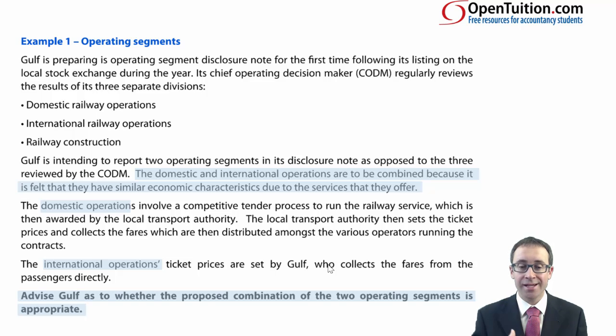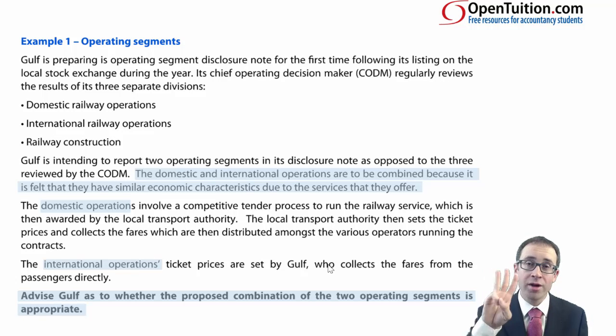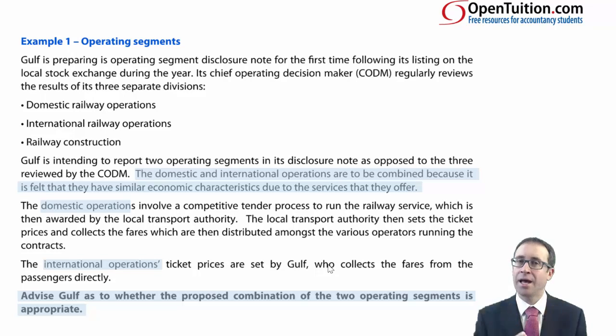The transport authority then sets the ticket prices. That didn't happen under the international operations, did it? It also collects the fares, so the local transport authority collects the fares. Under the international operations, we, as the entity, collected the fares, and when those domestic fares are collected by the local transport authority, that's then distributed amongst the operators running the contract. Doesn't look to me as if they are economically similar, does it? Not in the slightest. So therefore, even though they want to disclose two segments and combine two of them together, no, those three segments need to be disclosed separately.